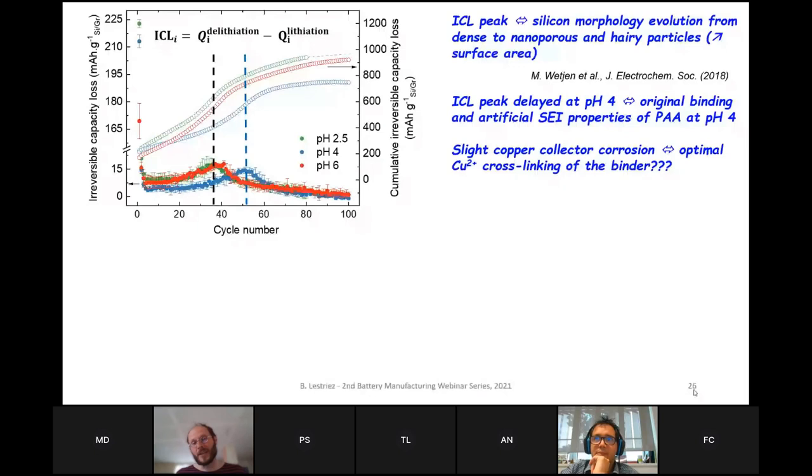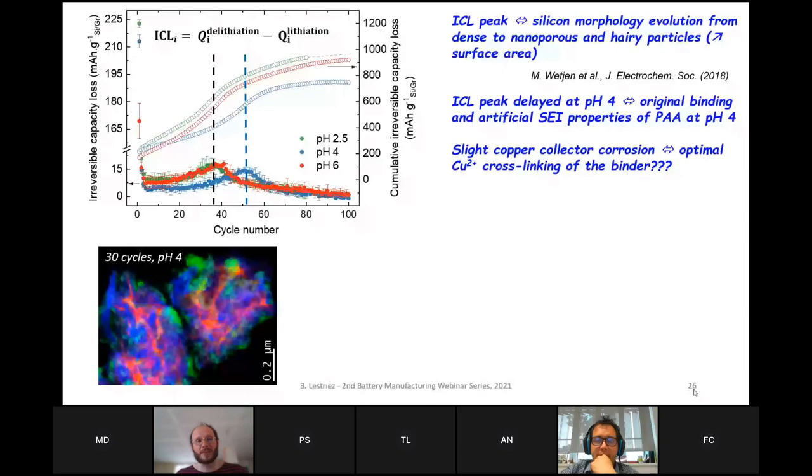The silicon evolution is intrinsic to the silicon. It depends on the capacity you can extract from the silicon, clearly. So if we have a delay, it's because the polymer, the binder at pH 4, is doing a better job as an artificial passivating layer, because it is protecting much better the surface of silicon. So why is it protecting the surface of silicon better? I don't know, but this is interesting. Next.